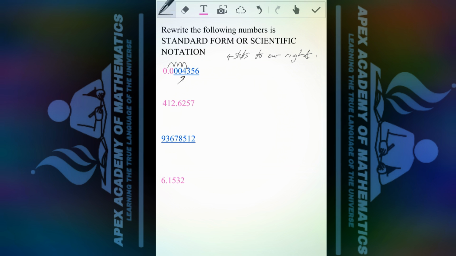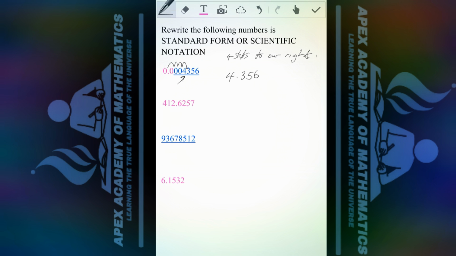So the number will now become, after the movement, 4.356. That's the value of A. Now let us confirm. Is this number greater than 1? Yes. Is this number less than 10? Yes.